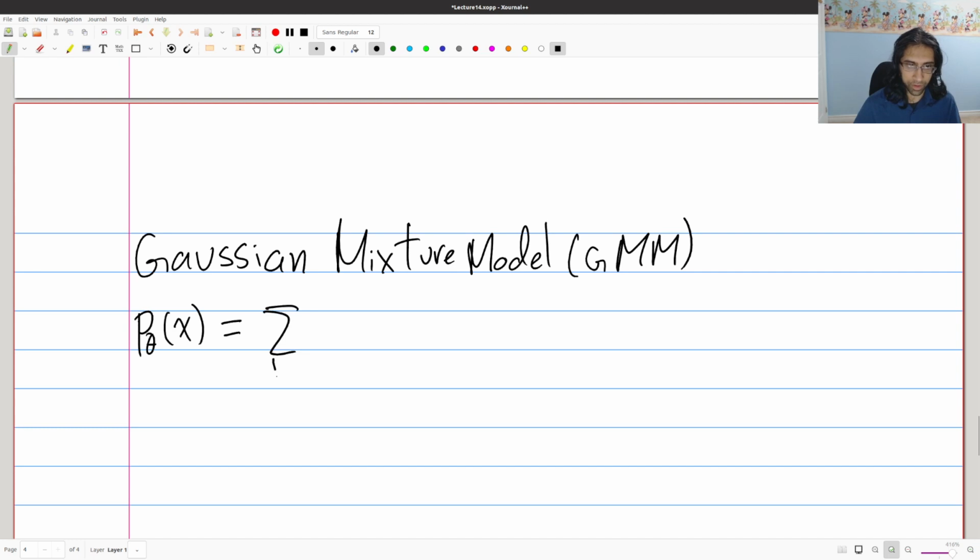It's essentially the sum over j equals 1 through k of pi j times the density of a Gaussian, with an arbitrary mean for this component and an arbitrary covariance for this component, with the density measured at point x. So we just take a linear combination of some Gaussian densities.